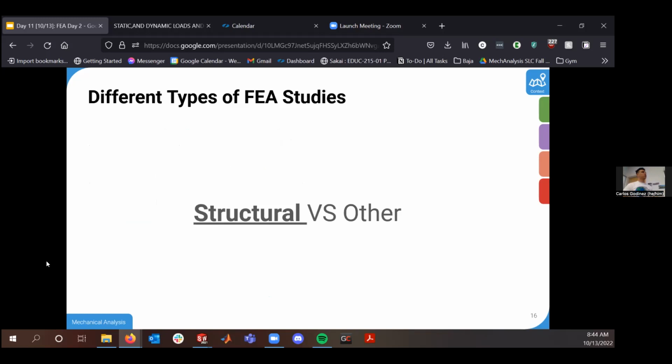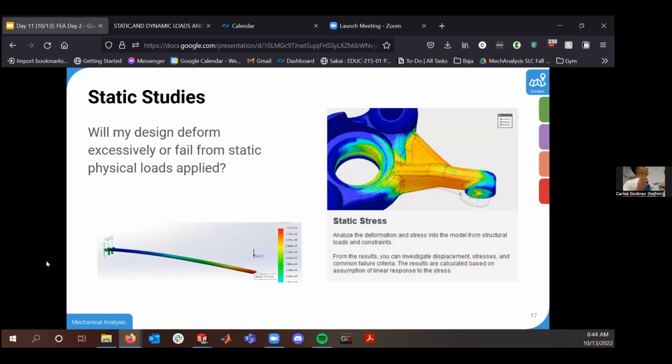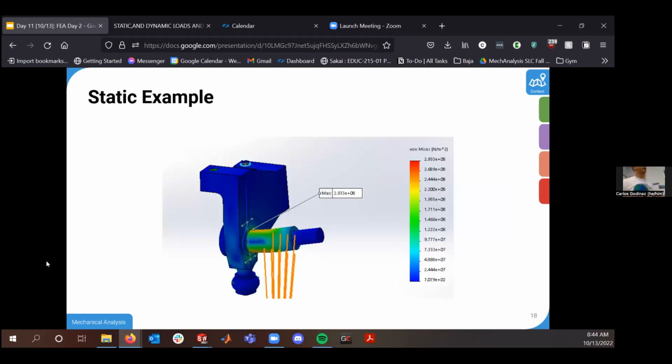So to get started, we're mostly going to be talking about structural ones. When you hear FEA, most of the time they're referring to structural analyses, but there are other types of analysis out there. Static structure, exactly as it is: will it fail, deform excessively, or just fail from static loads applied to it? We've discussed this already. There's plenty of examples like this.